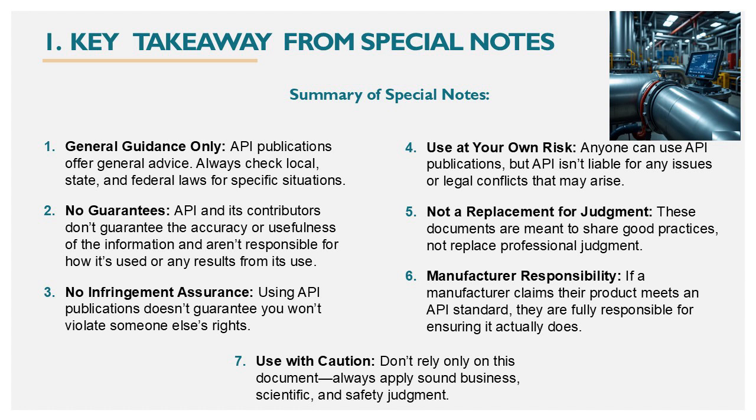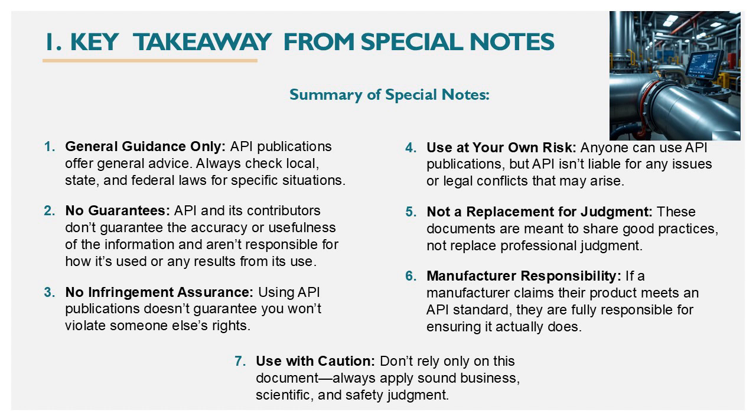Number 3 is no infringement assurance. Using API publications doesn't guarantee you won't violate someone else's rights. Number 4 is use at your own risk. Anyone can use API publications, but API isn't liable for any issues or legal conflicts that may arise. Number 5 is not a replacement for judgment. These documents are meant to share good practices, not replace professional judgment.